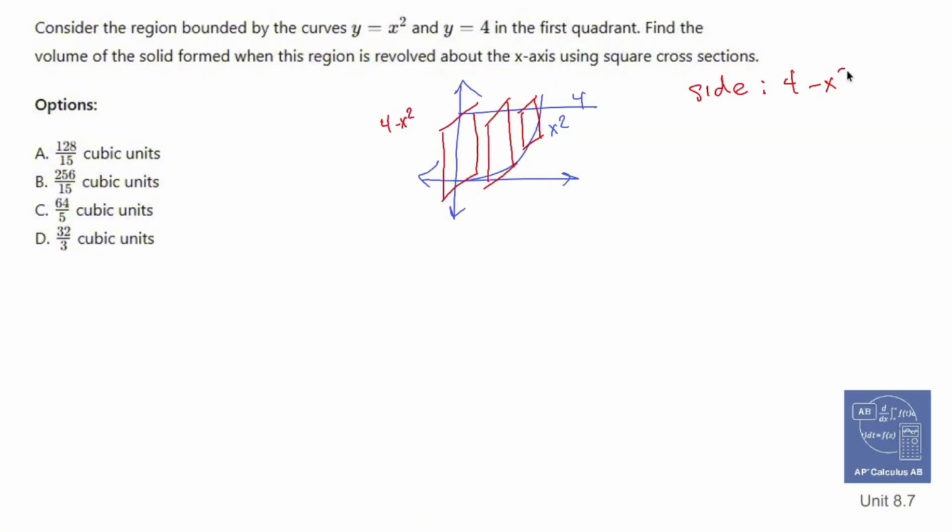Now, I care about the areas of these squares because what I'm going to do is integrate the area, and by integrating the area, we get volume. So if the side of a square is 4 minus x squared, then the area of a square is the side squared. So the area, A of x, I guess we can call it, is going to be (4 minus x squared) squared. And so by integrating the area, we get ourselves volume.